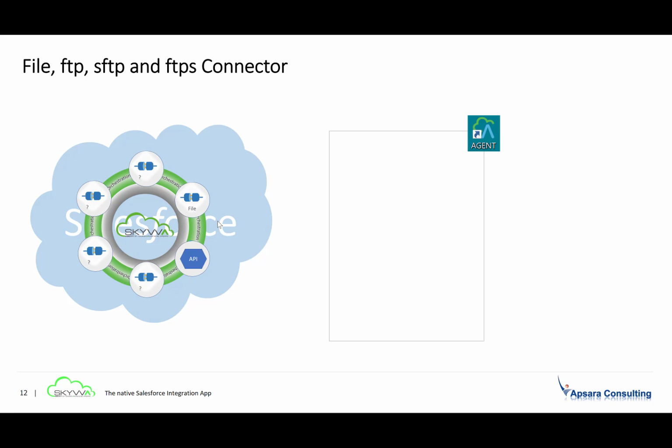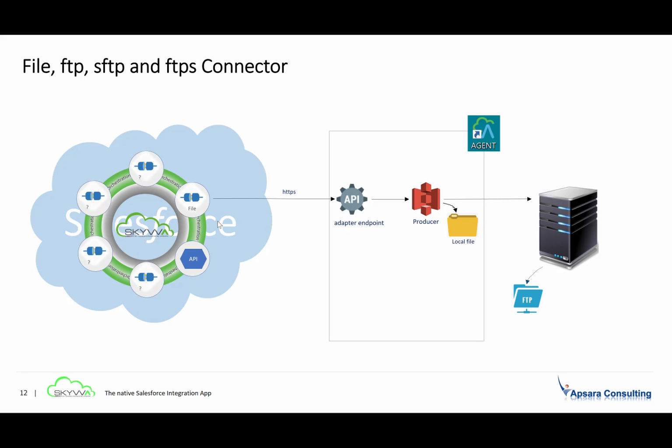Let's come to the file, FTP, SFTP, and FTPS connector. Here again, the architecture is similar. We have the adapter endpoint that we need to invoke from SKYVVA on the Salesforce side. And here we have the producer direction again, because we are producing data, meaning that we are pushing data from Salesforce and producing a file, writing the records into a file and storing it, for example, in a local file or on an FTP server, an SFTP server, or an FTPS server.